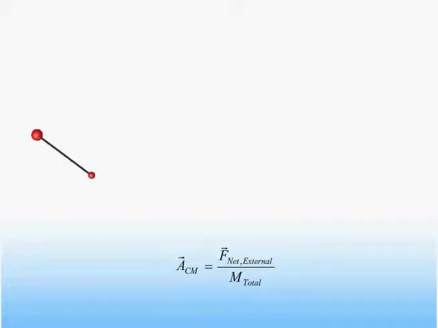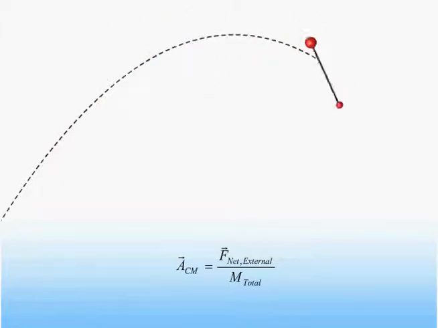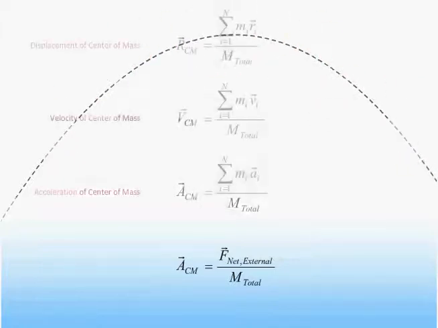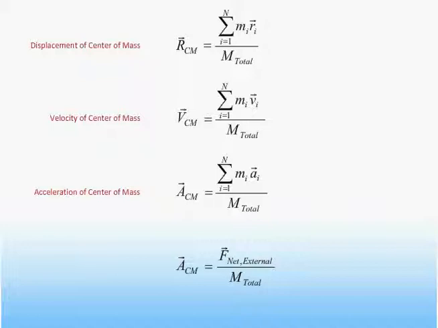Consequently, we can say that no matter how complicated a system of objects may be, the center of mass of the system behaves in the same simple way that a point particle does. Indeed, on the next slide, we will use this equation to obtain a generalization of the work kinetic energy theorem for systems of particles.